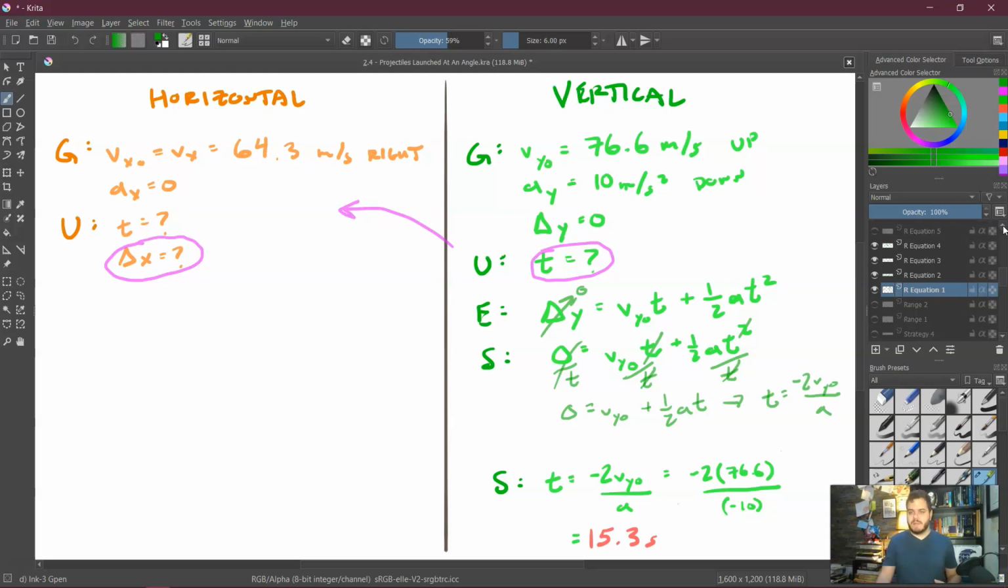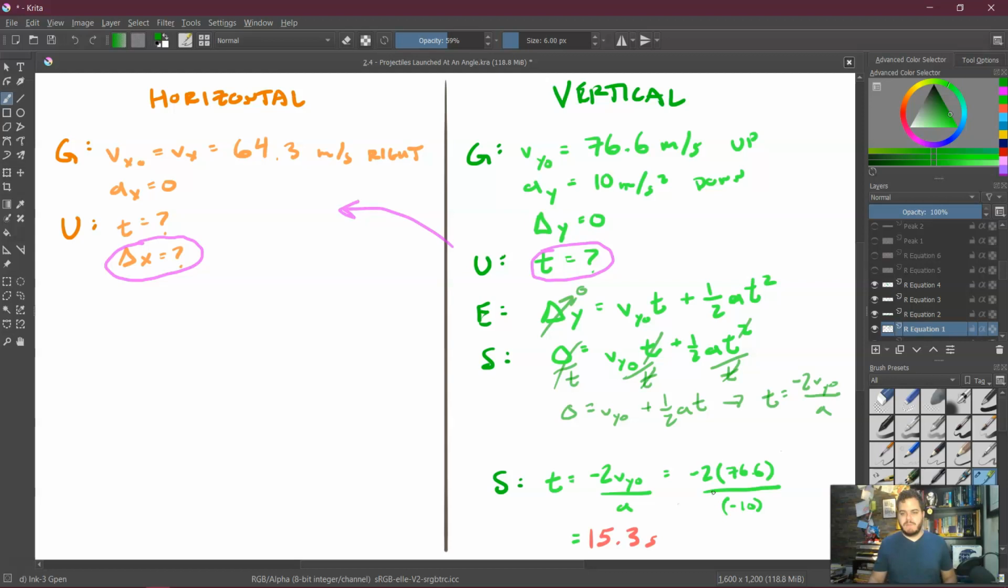So I'm going to go ahead and stick in my givens. And I have negative 2 times 76.6 divided by negative 10. So I went ahead and assumed that up is positive and down is negative. And I stuck in my positive because it's up and my negative because it's down. And you get 15.3 seconds.